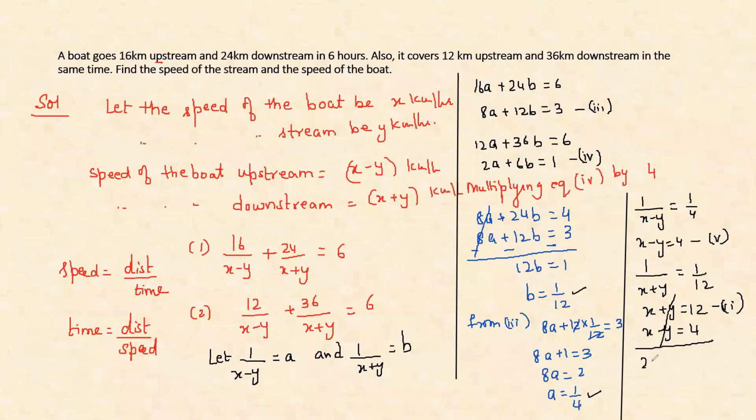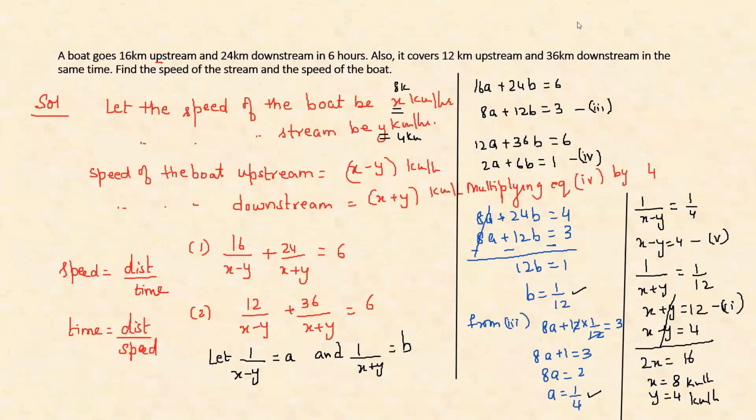I can cancel this. 2x equals 16, x equals 8. And what should be y? x plus y is 12, so y is equal to 4. So your answers are 8 km per hour, which is the speed of the boat. The boat is going at 8 km per hour and the stream is going at 4 km per hour. Okay.